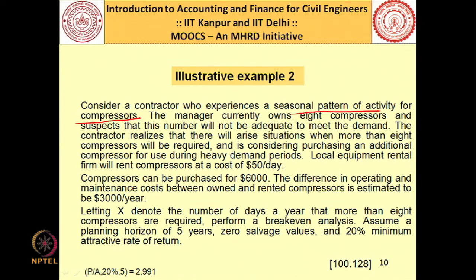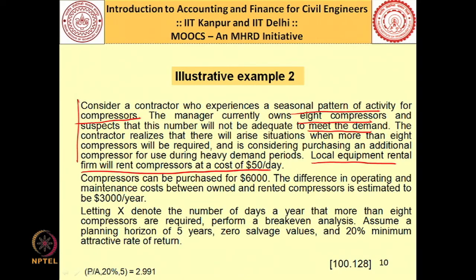Now, the manager currently owns 8 compressors and suspects that this number will not be adequate to meet the demand. The contractor realizes that there will arise situations when more than 8 compressors will be required and is considering purchasing an additional compressor for use during heavy demand periods. So, they want to go beyond 8, so that they can take care of heavy demand periods. Now, the local equipment rental firm will rent these compressors at a cost of $50 per day.